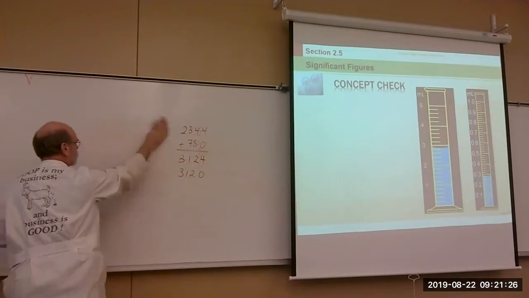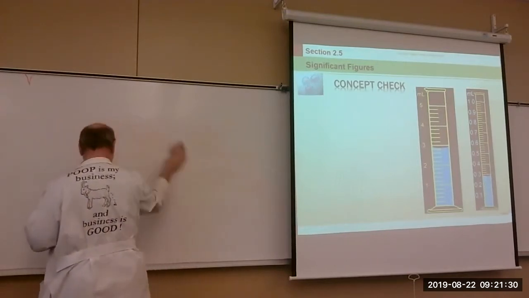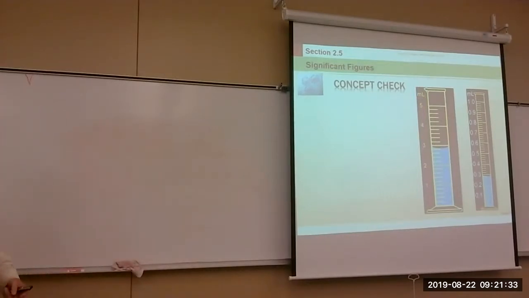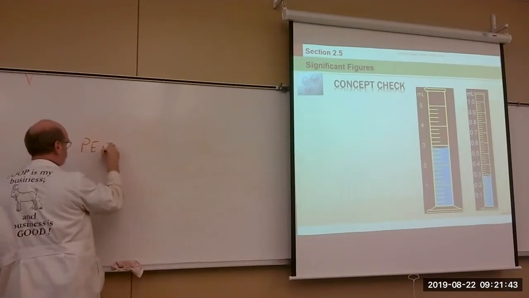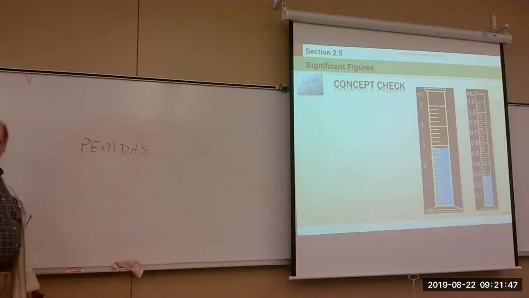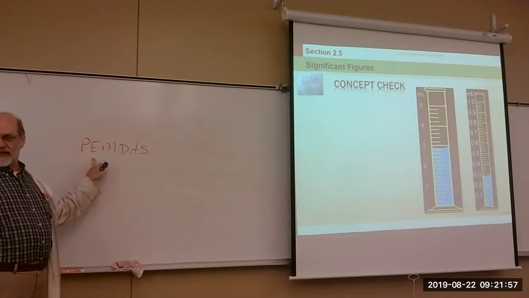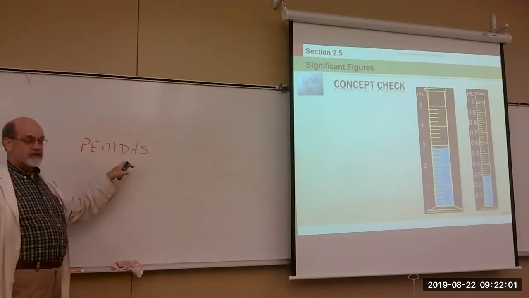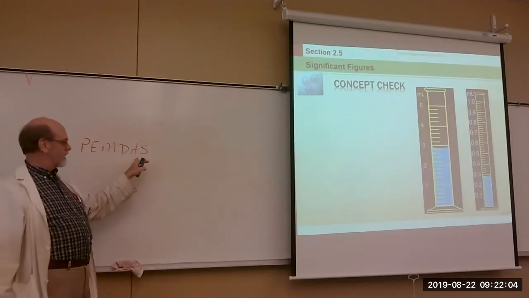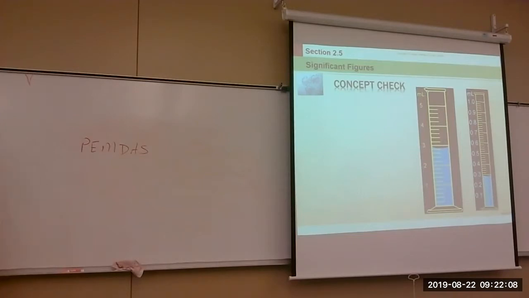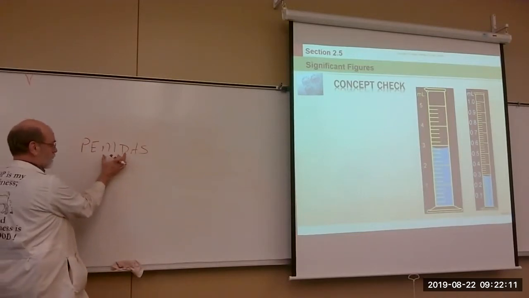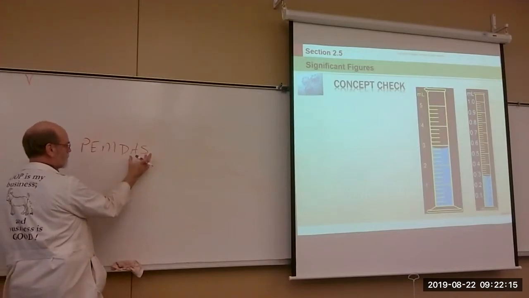Now, what do you do if in your calculation you have multiple operations, and some of them are addition, subtraction, some of them are multiplication, division? Well, there you go. Those are the rules, right? You do everything inside the parentheses first. Then if there are exponents, you apply the exponents. Then you do multiplication, division, and then addition, subtraction. Okay? So the rules for multiplication, division are here. The rules for addition, subtraction are there.